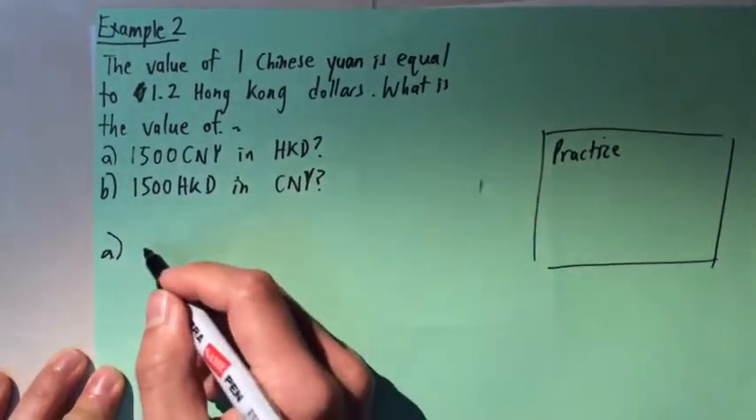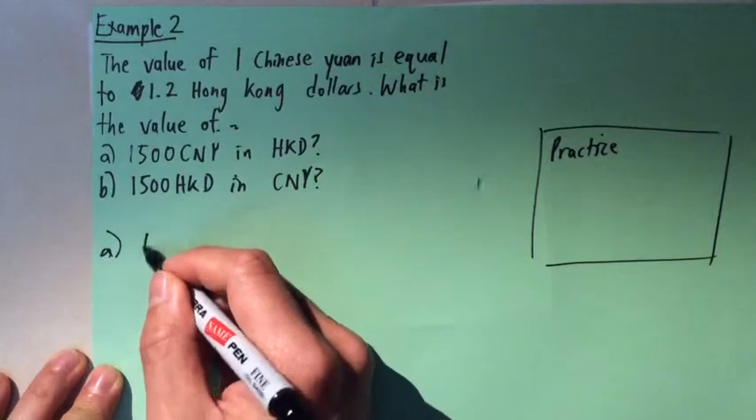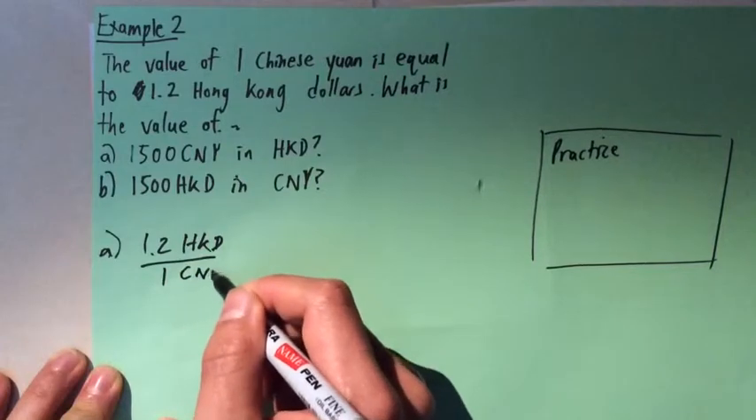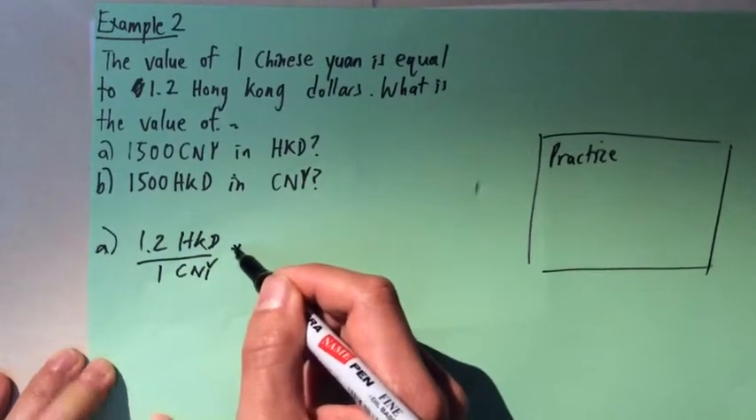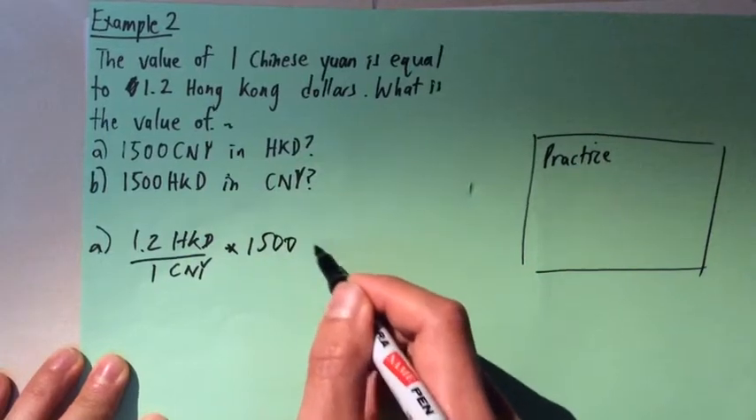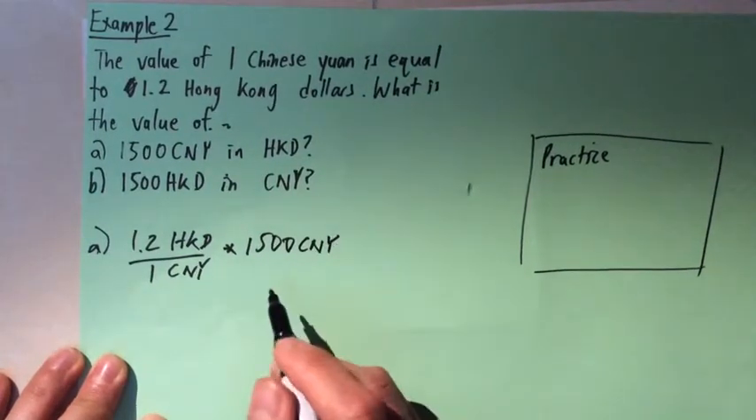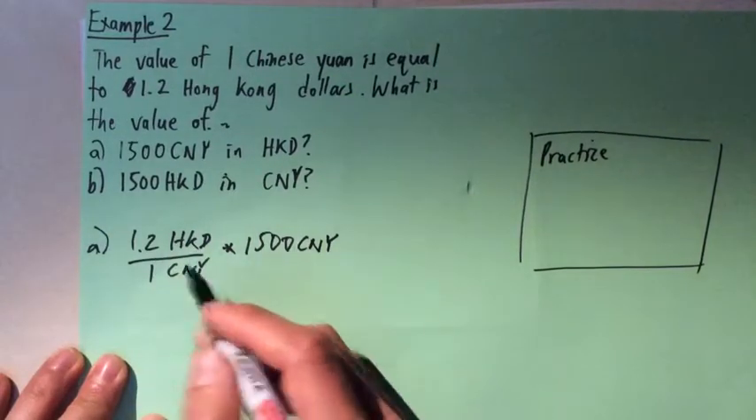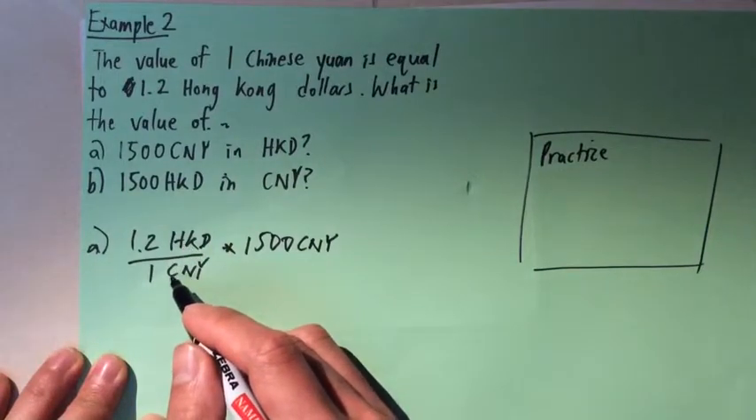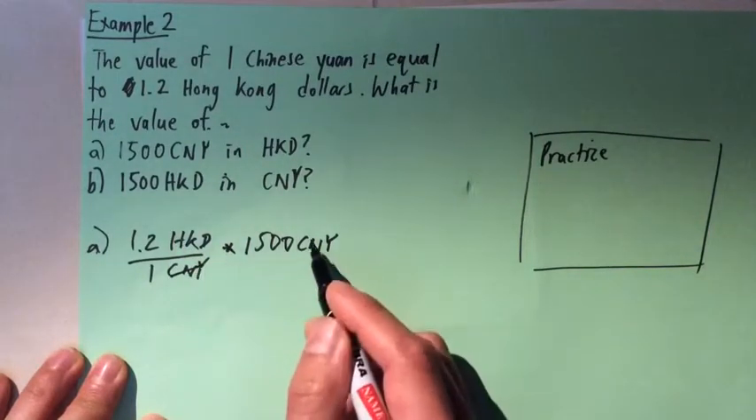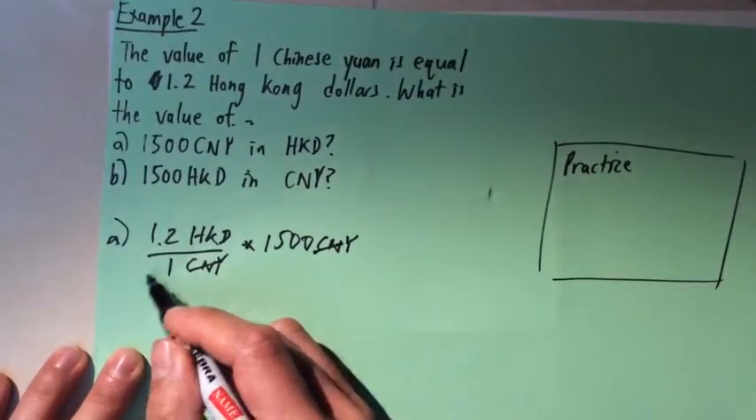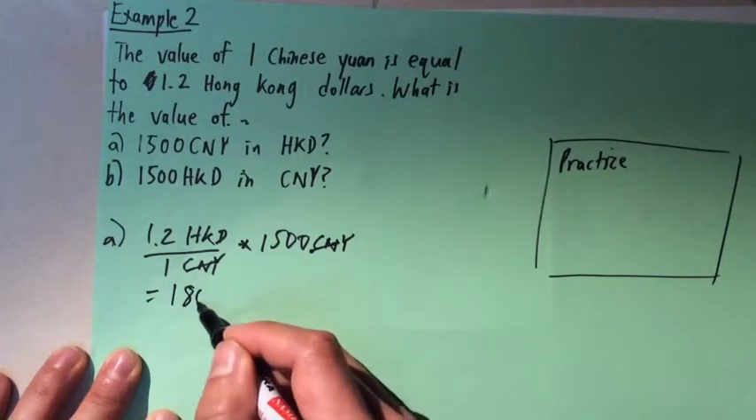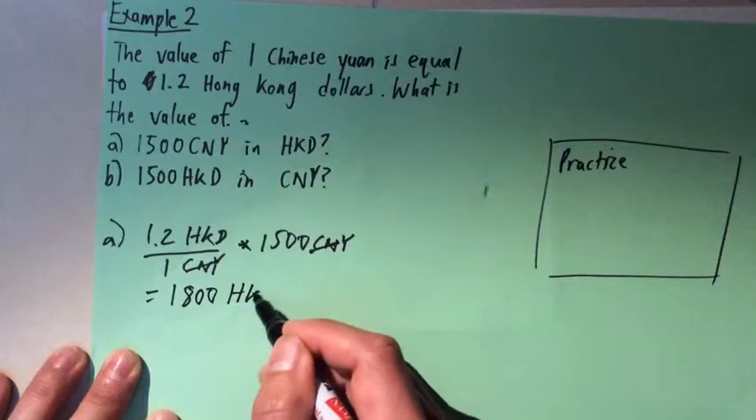Okay, so we know that you need 1.2 Hong Kong dollars for 1 Chinese yuan. And we have 1,500 Chinese yuan. Okay, so we simply multiply these two figures here, because we have Chinese yuan as the denominator here. Okay, we can cross that out. We multiply the two numbers and we see that our answer is 1,800 Hong Kong dollars.